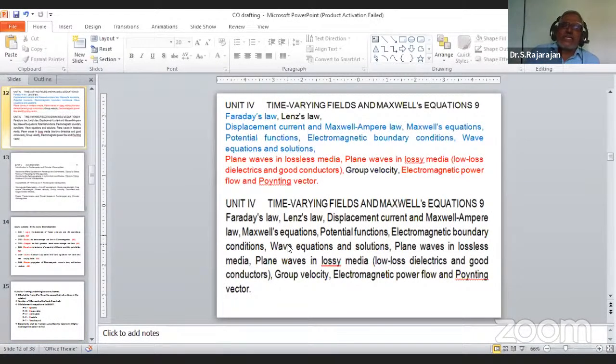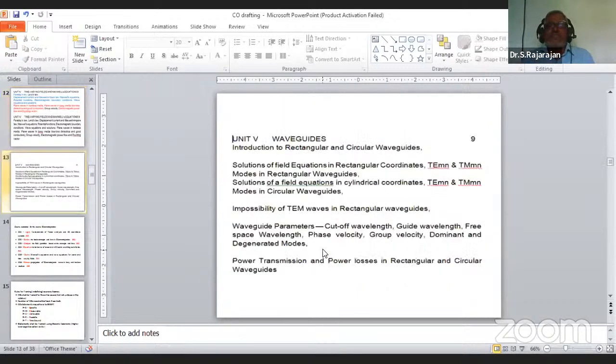The fourth unit is time varying fields and Maxwell's equations. This is full and full Maxwell equations and time varying fields. They are calculating group velocity, electromagnetic power flow and Poynting vector. The students should be able to calculate or solve something like this. And fifth is waveguides, rectangular and circular waveguides. The TE modes and TM modes, these two different modes are given. Next is TEM modes in rectangular waveguides. Why is it not possible in rectangular waveguides? Everything they have given in the 5th unit.